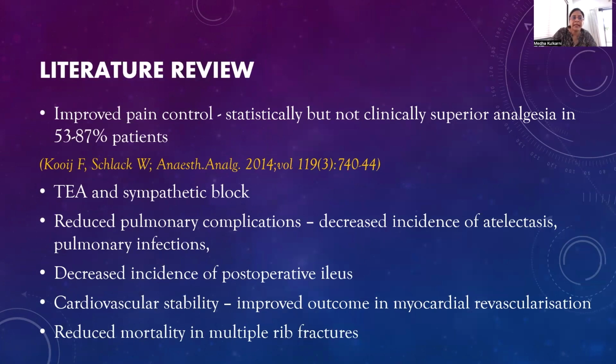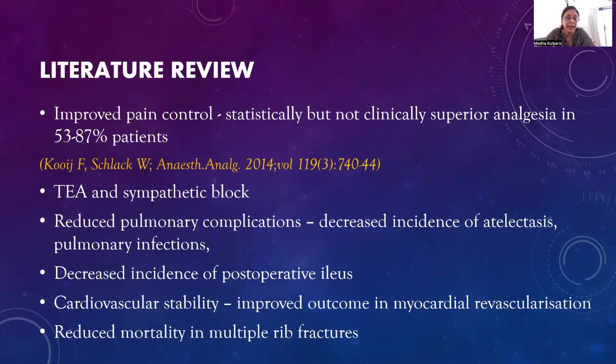So what does the literature say now? There's this meta-analysis which says that statistically but not clinically superior analgesia is found in nearly 87% of patients. So there was improved pain control with thoracic epidural anesthesia. The sympathetic block caused by thoracic epidural, particularly in the upper thoracic region, T1 to T4, results in increased coronary perfusion, and this may provide cardiovascular stability and improved outcome in myocardial revascularization surgery. It also causes a reduction in ischemic pain, and thus overall cardiovascular stability will be achieved.